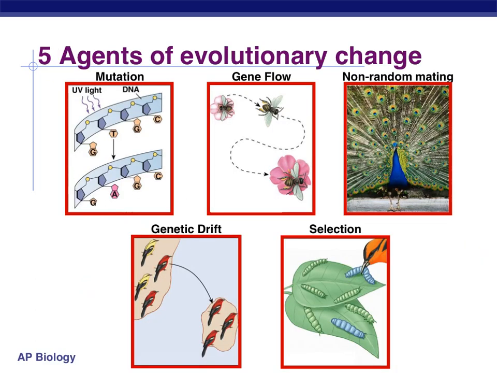All right, so those are the 5 agents of evolutionary change. Again, mutation, gene flow, non-random mating, genetic drift, and selection.